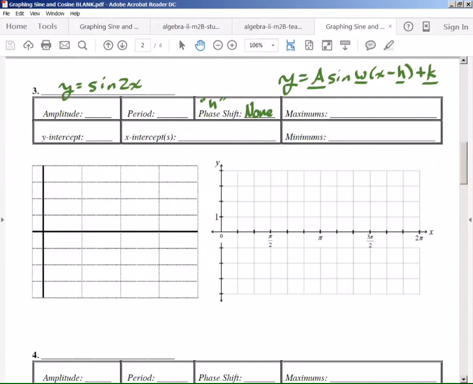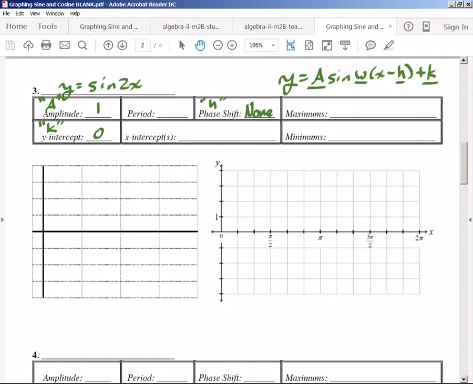But the period does change. Our amplitude doesn't change because that's what the a does. The a changes the amplitude. And our y-intercept doesn't change. That's your k. Your k will change the y-intercept. It'll shift it up. It'll shift it down. It doesn't go up or down, so we're staying at 0.